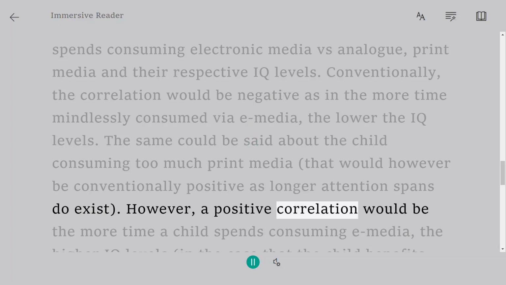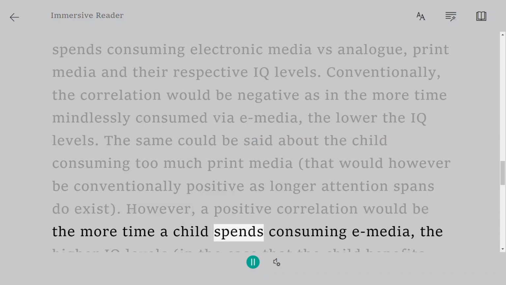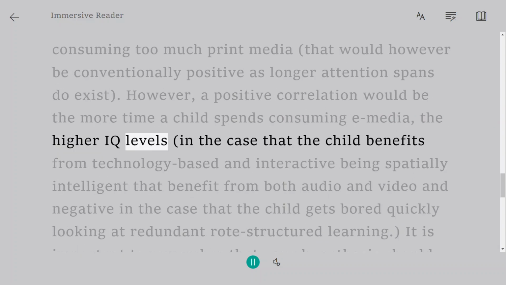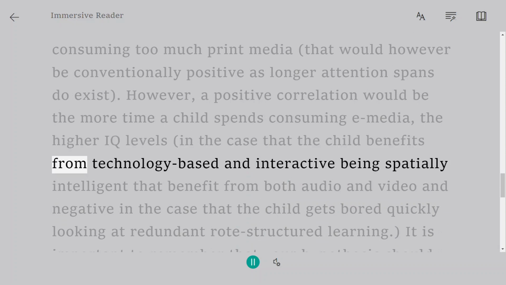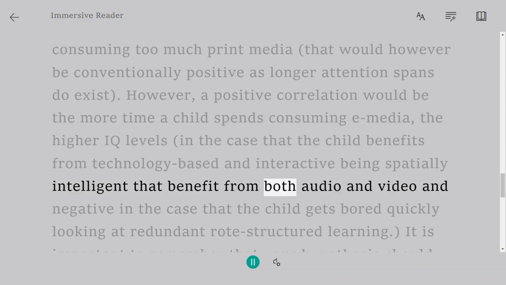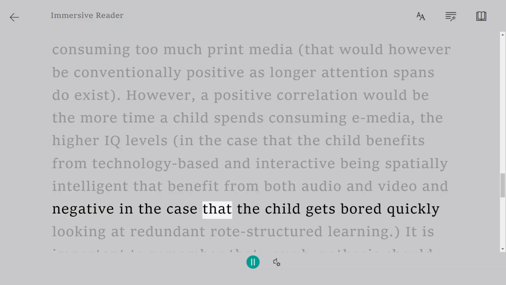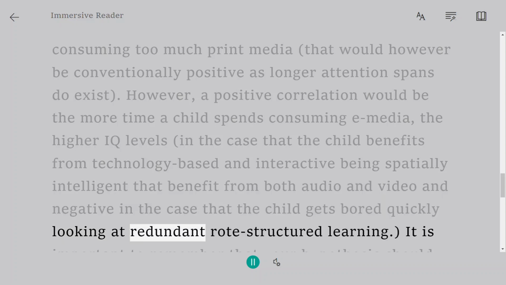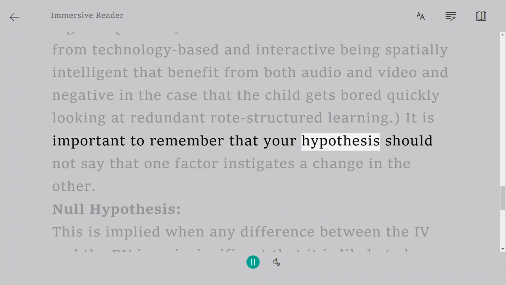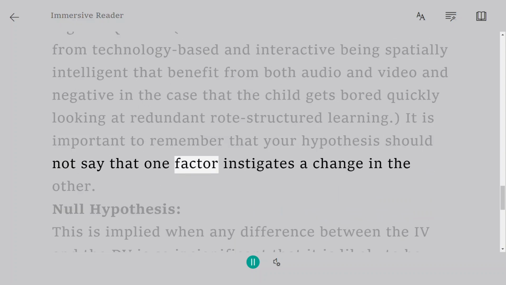However, a positive correlation would be the more time a child spends consuming e-media, the higher the IQ levels, in the case that the child benefits from technology-based and interactive content, being spatially intelligent and benefiting from both audio and video, and negative in the case that the child gets bored quickly looking at redundant rote-structured learning. It is important to remember that your hypothesis should not say that one factor instigates a change in the other.